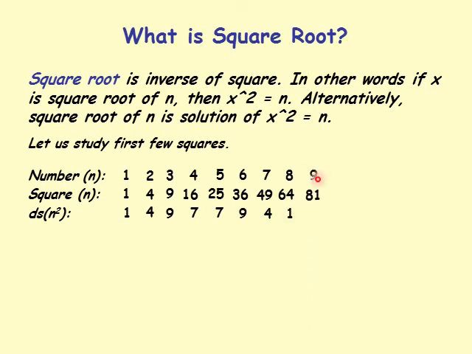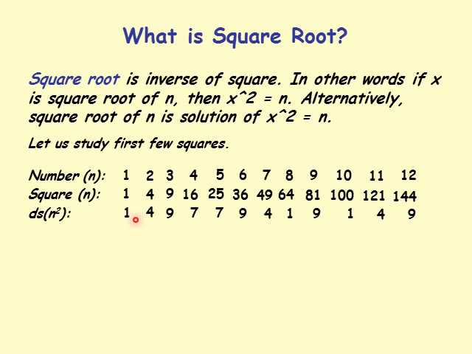Number 9, its square is 81, and the digit sum of 81 is 9. Number 10, its square is 100, and the digit sum of 100 is 1. Number 11, its square is 121, and the digit sum of 121 is 4. Number 12, its square is 144, and the digit sum is 9.